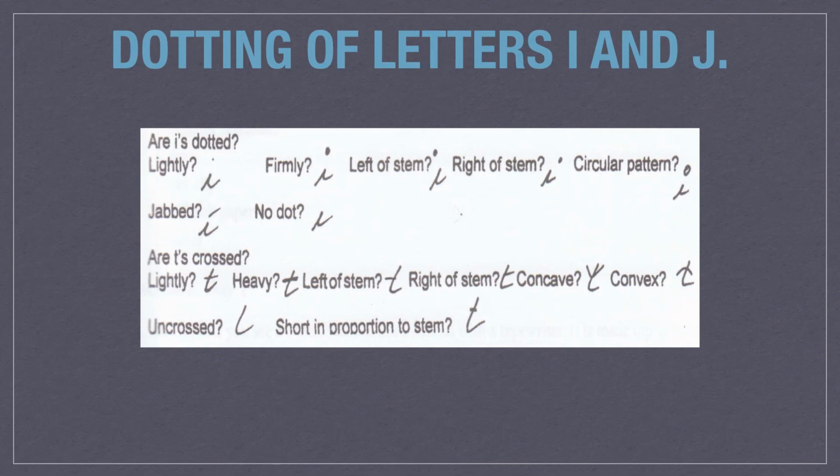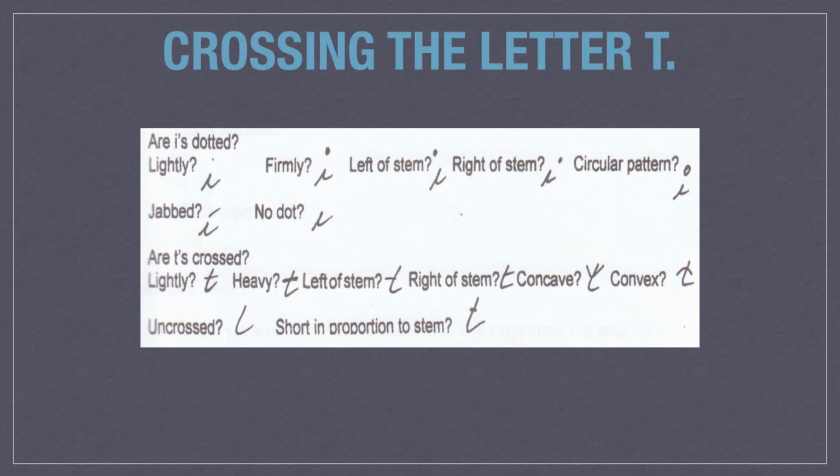The dotting of letters I and J, as well as the crossing of the letter T. So I's and J's can be dotted in many different ways, lightly, firmly, to the left of the stem, to the right of the stem, with a circle, with a jab, or no dot at all. And in a similar way, T's can be crossed differently, with a light dash, a heavy one, to the left of the stem to the right, concave like a V or convex like an N. They can even remain uncrossed.